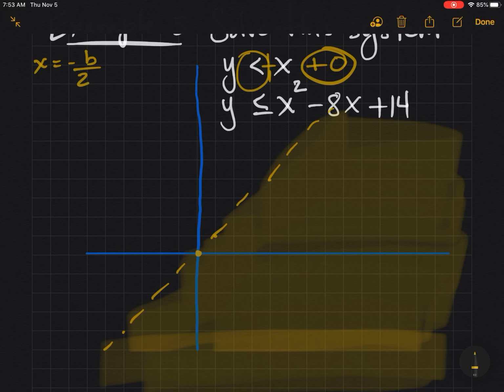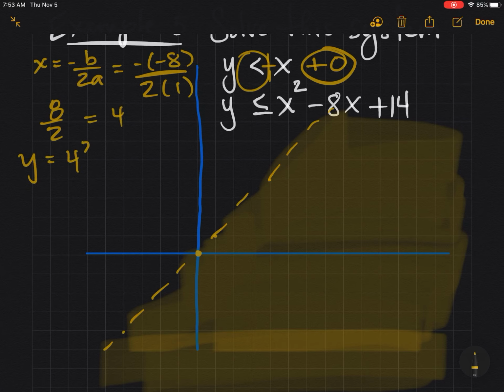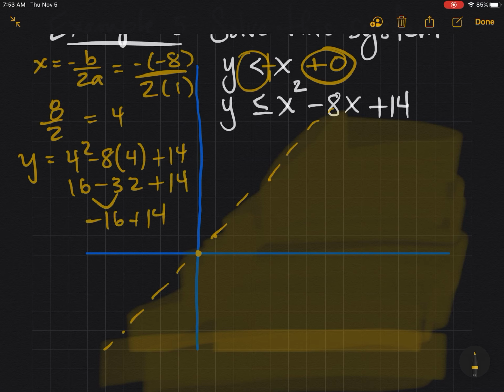So x equals negative b all over 2a. So I'm looking at negative negative 8 and 2 times 1. So that gives me 8 over 2. So my x value is 4. Now I'm going to plug that in. 4 squared minus 8 times 4 plus 14. 16 minus 32 plus 14. That gives me a negative 16, and 14 is negative 2. So my vertex is 4, negative 2: over 4, down 2.